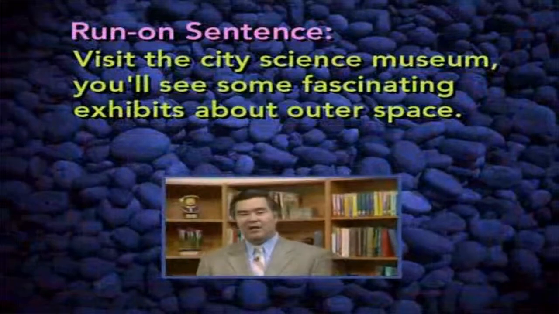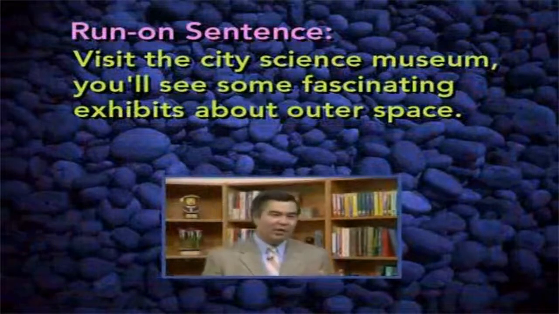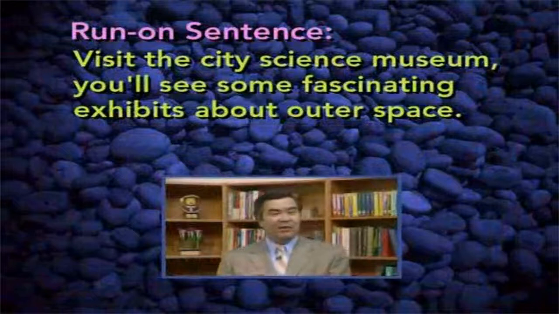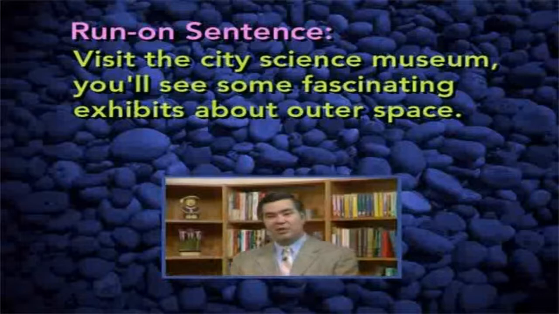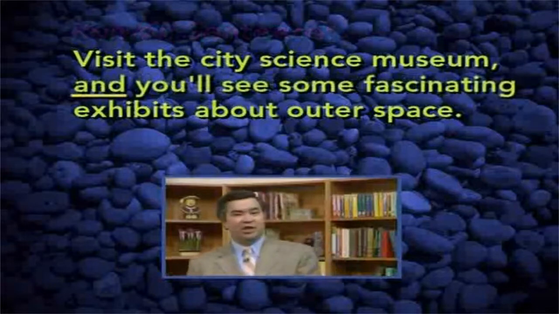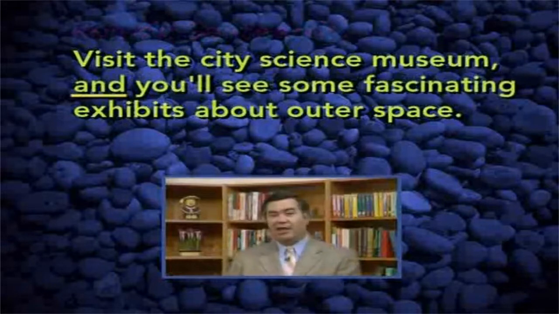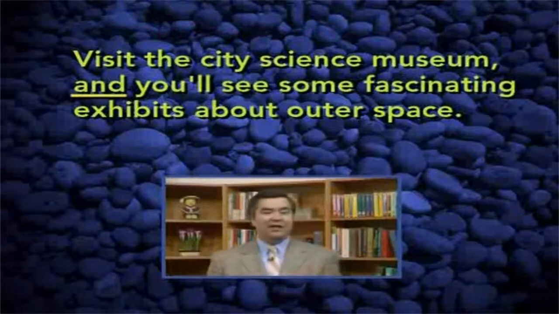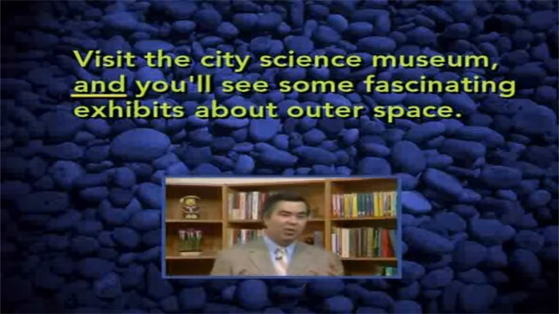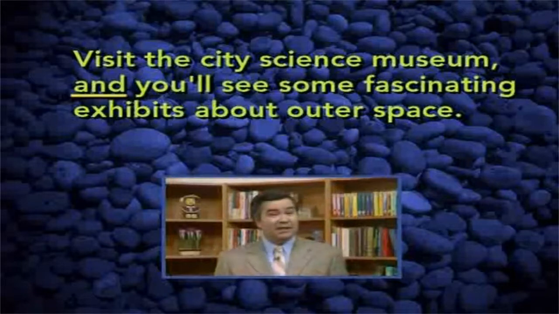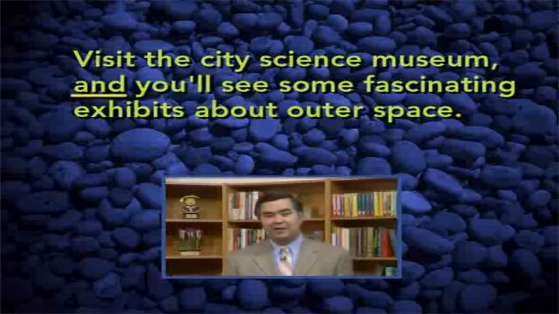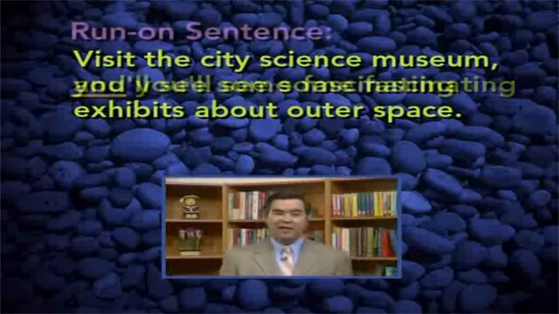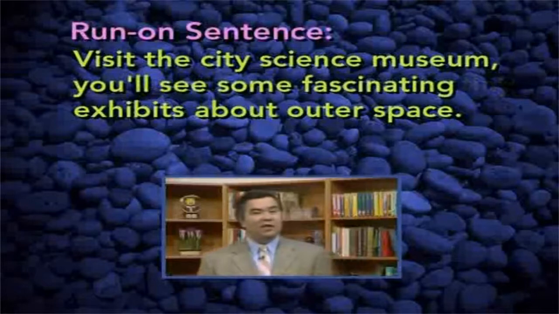What would be a good way to fix this run-on sentence? Well, you have at least two options. Remember our rules about how to create a compound sentence. One way to correct this would be to use a comma and a coordinating conjunction. And in this case, the coordinating conjunction and seems like the natural choice. So the sentence would be correct if it read, visit the City Science Museum, comma, and you'll see some fascinating exhibits about outer space. Another way to correct the run-on sentence would be to substitute a semicolon for the comma.